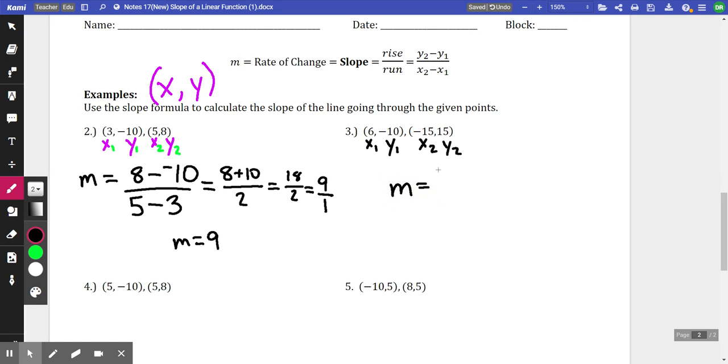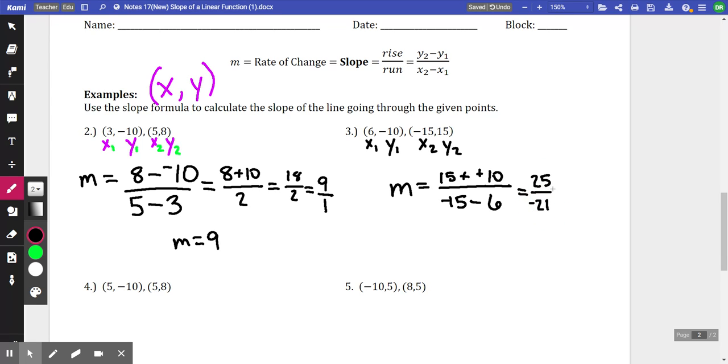So m is equal to y2, which is 15, minus, which is in the formula, y1, which once again is negative 10, divided by x2, which is negative 15, and x1, so then minus x1, which is 6. So minus a negative will again change to plus. So I'll take 15 plus 10, which will give me 25, over negative 15 minus 6 is going to give me negative 21.